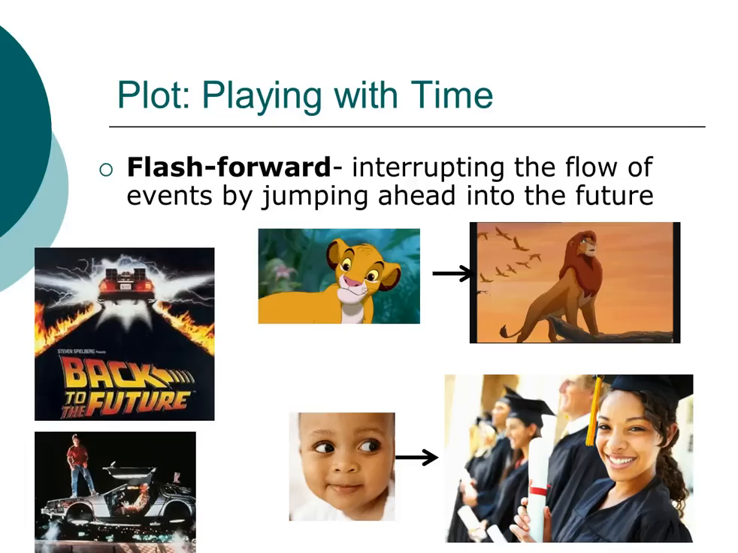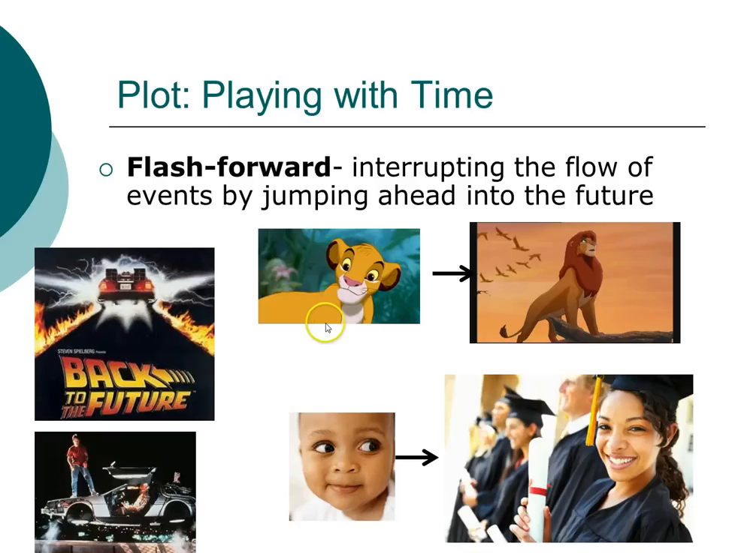A good example of this, although I do not have it on my screen, is the movie Finding Nemo. So we begin the movie Finding Nemo, and we see the tragic circumstances under which Nemo loses his mother. And then we jump forward to the present day. Nemo is on his way to school and headed off with Dory. So we flashed forward. Usually authors will do that to keep a story from being too long and to only highlight what is most important.